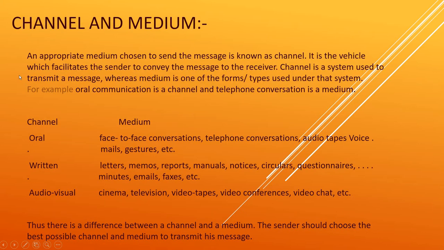Now, channel and medium. An appropriate medium chosen to send the message is known as channel. It is the vehicle which facilitates the sender to convey the message to the receiver. Channel is a system used to transmit a message, whereas medium is one of the forms or types used under the system. For example, oral communication is a channel and telephone conversation is a medium. Oral is a channel, but face-to-face conversations, telephone conversations, audio tapes, voicemails, gestures, etc. are the medium.